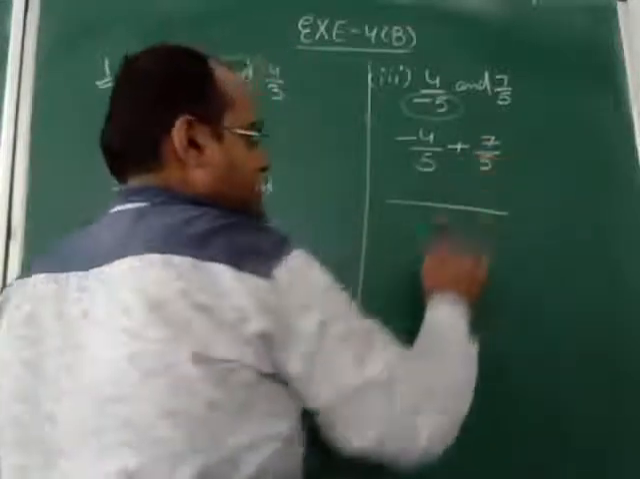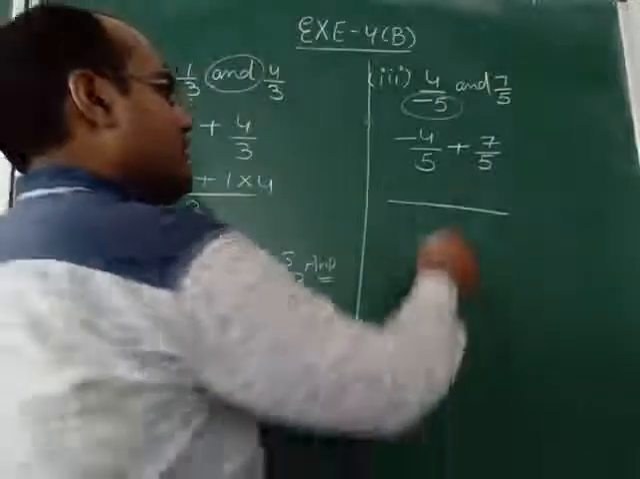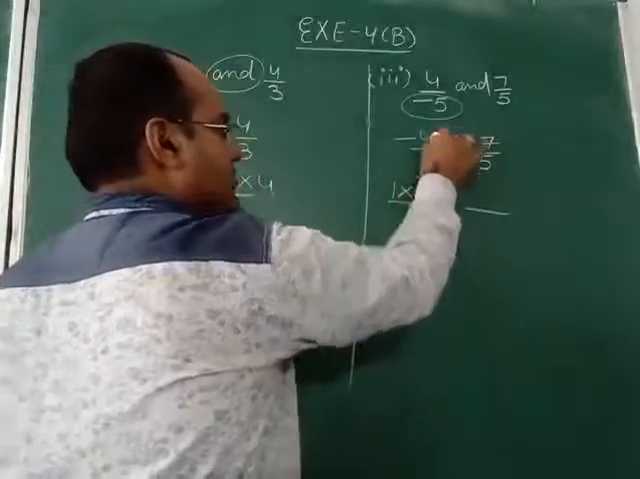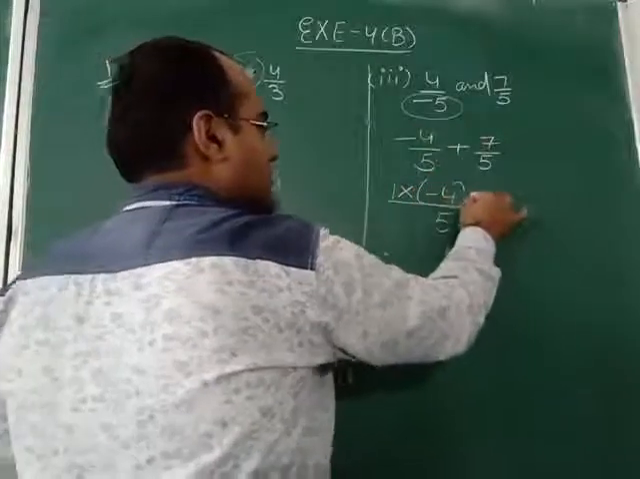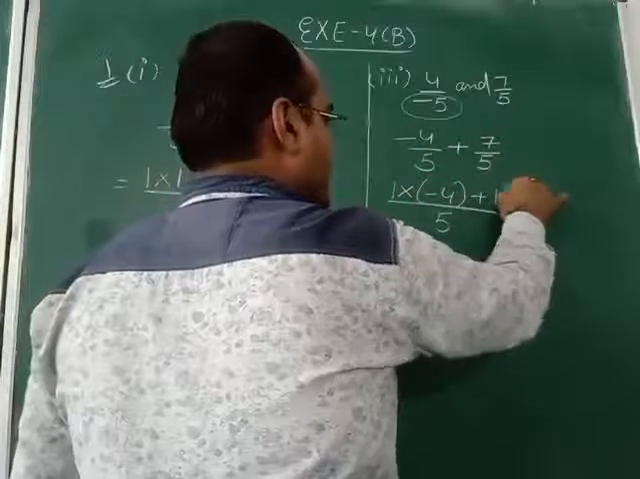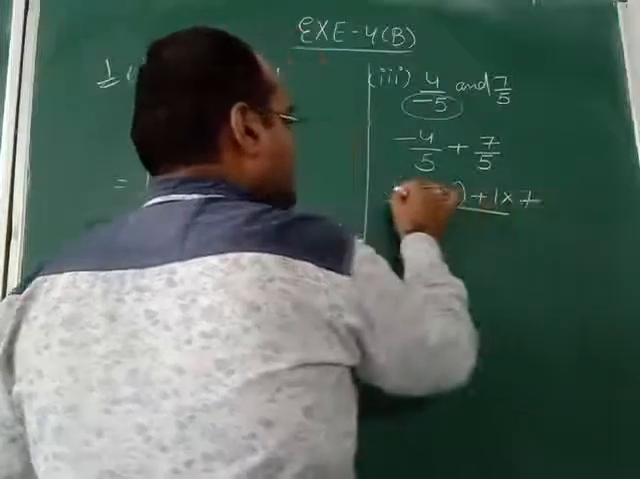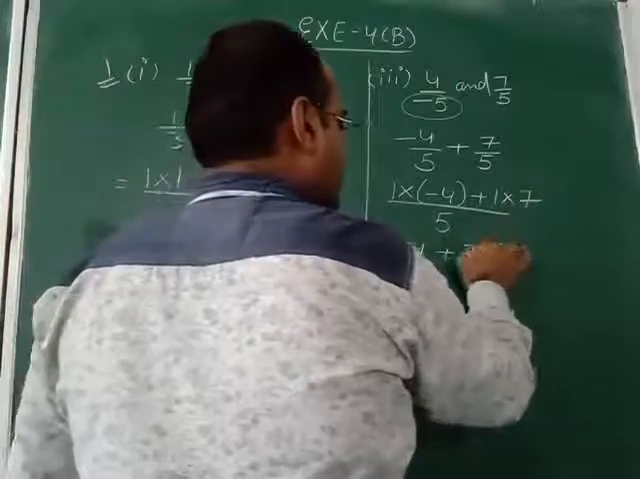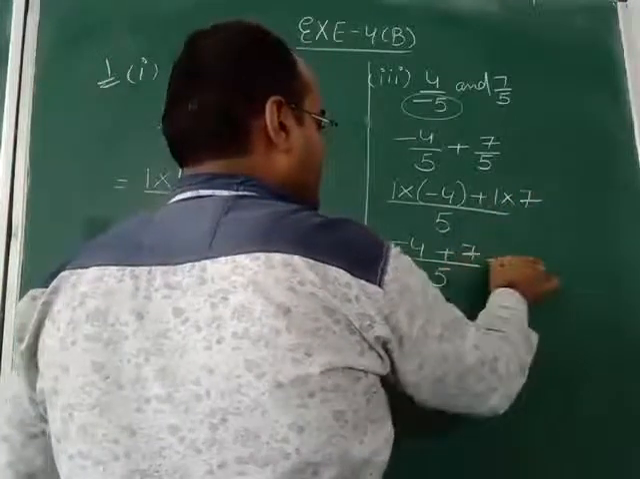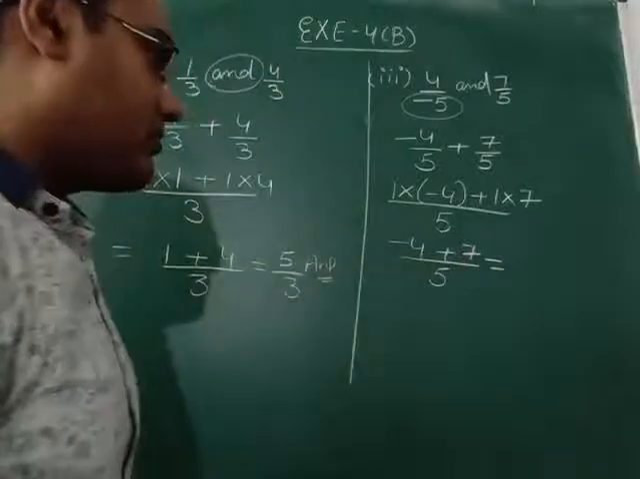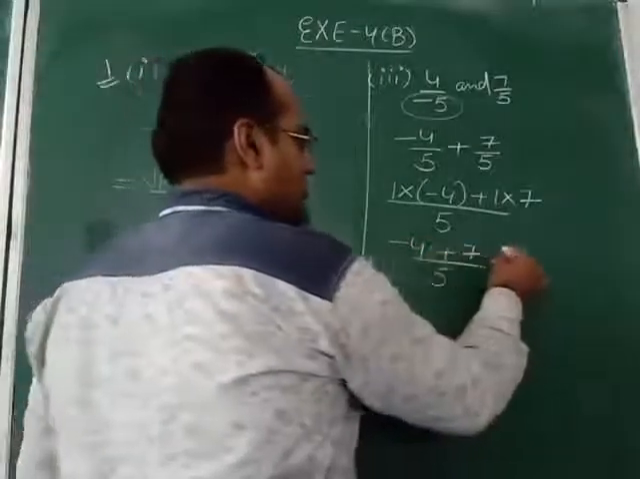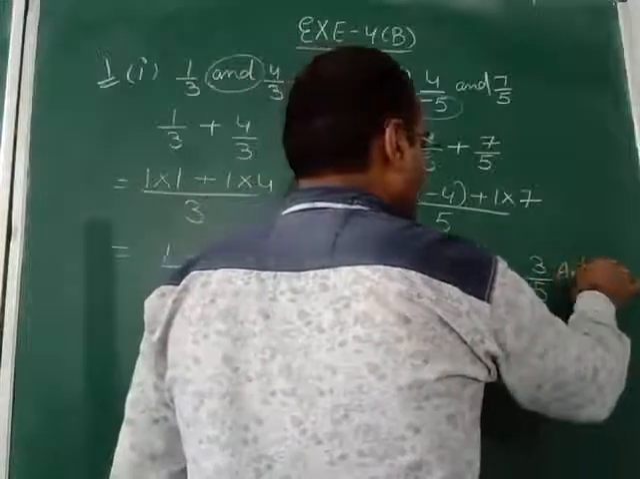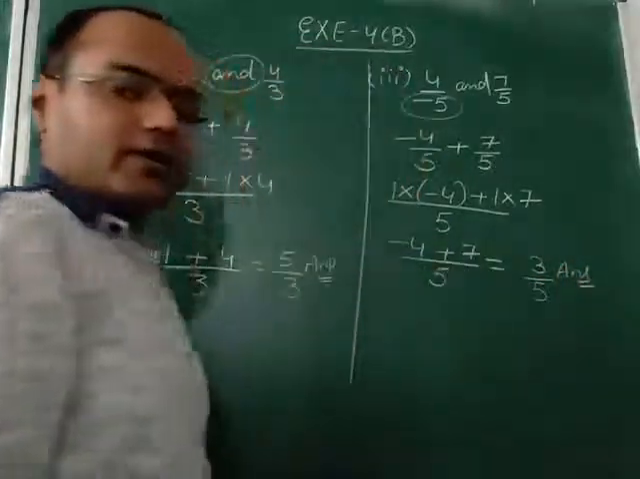Now denominators are same, so the LCM of 5 and 5 will be 5. 5 ones are 5, so 1 multiplied with the numerator is minus 4, plus 5 ones are 5, 1 multiplied with the numerator is 7. So 1 into minus 4 answer will be minus 4, 1 into 7 answer will be 7 upon 5. On solving it we will get the answer, minus 4 plus 7 will be 3 upon 5. So this is your final answer of part number 3rd.